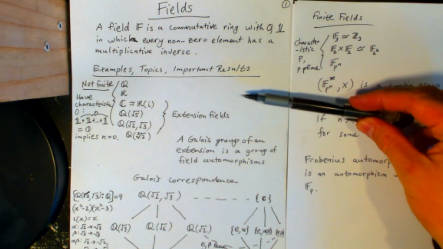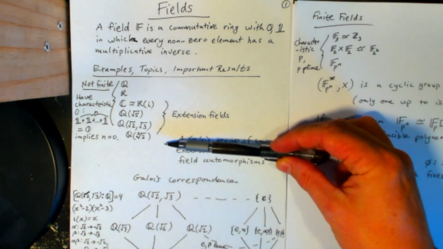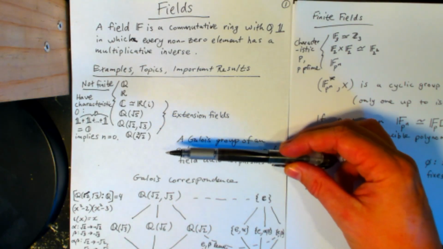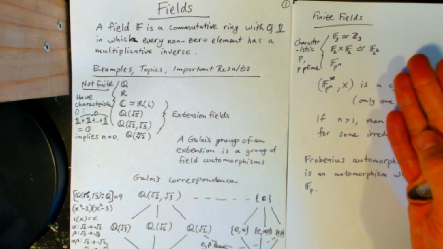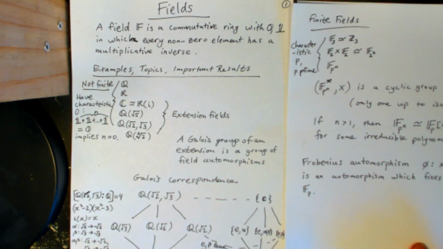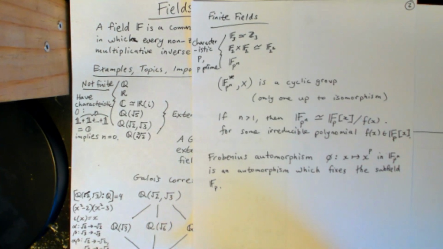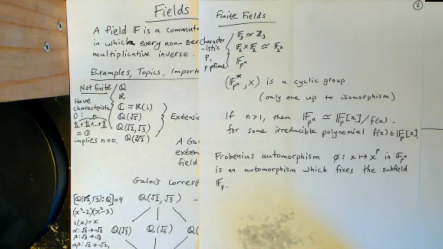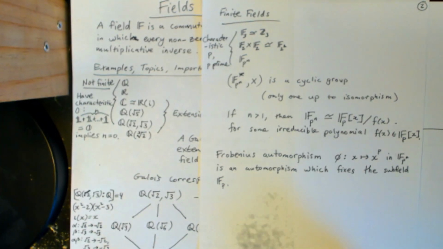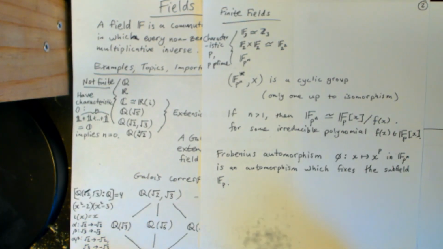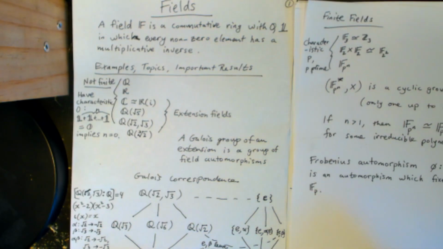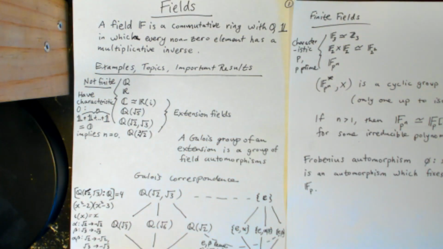Okay, so we're going to go over these examples of fields, and then we're going to look at finite fields. And so just briefly show you what's on the page for the summary or the overview of what we're going to look at in terms of finite fields. Okay, but back to these characteristic zero fields first.